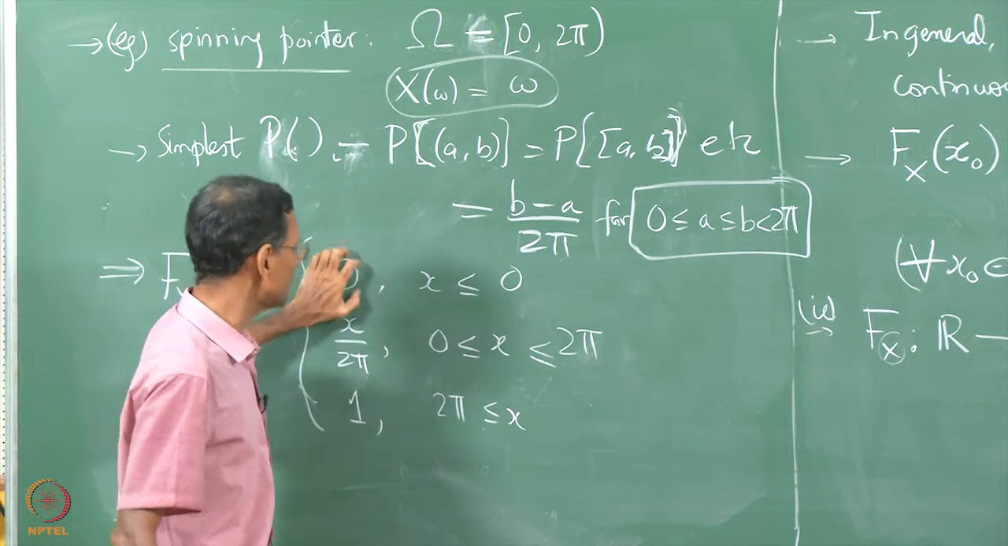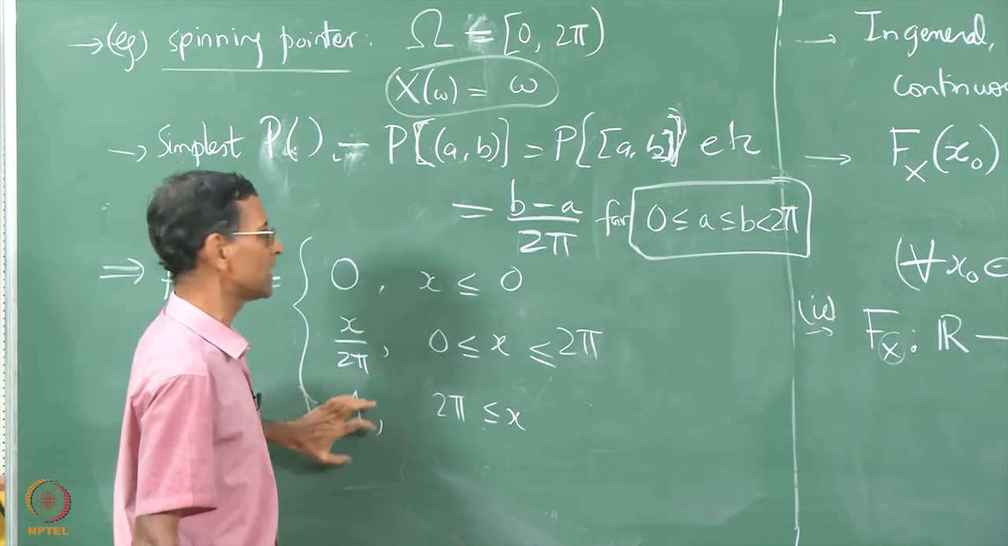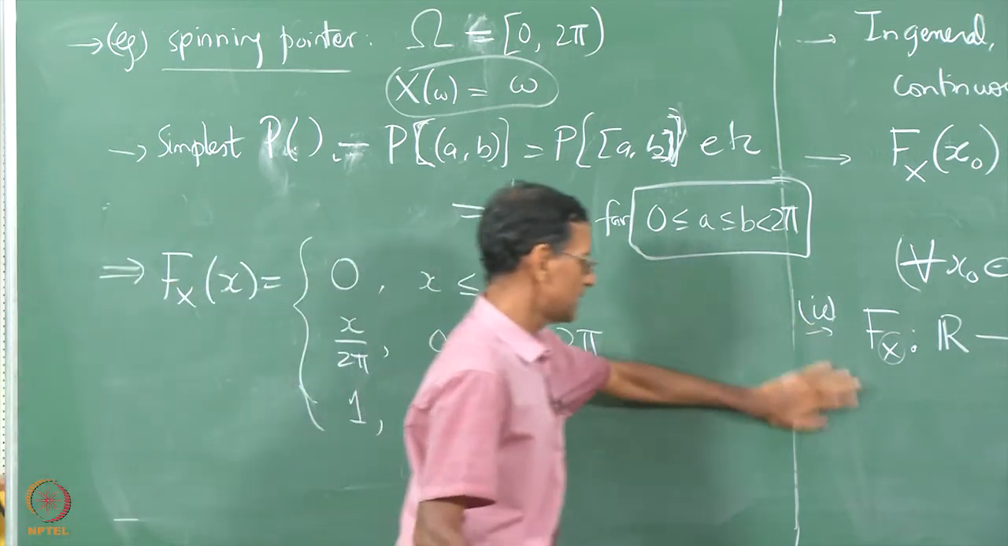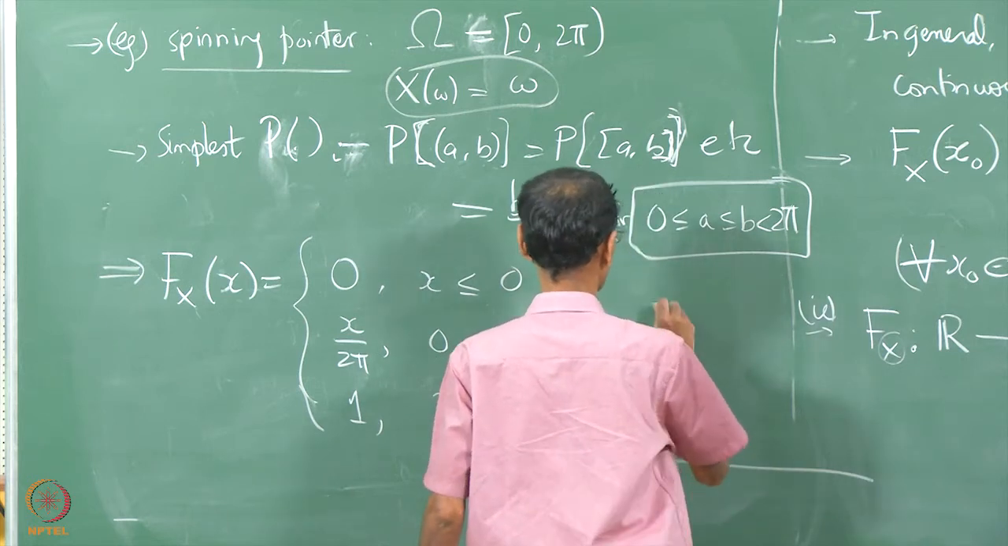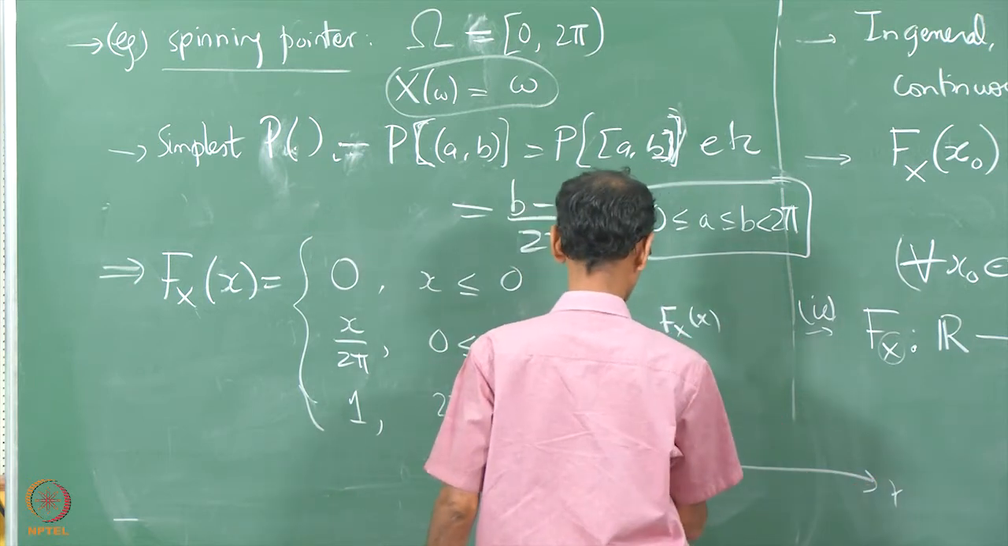So, even though you are defining it as 3 different pieces, all of them are continuous. Essentially it looks like a simple ramp. It goes like this.